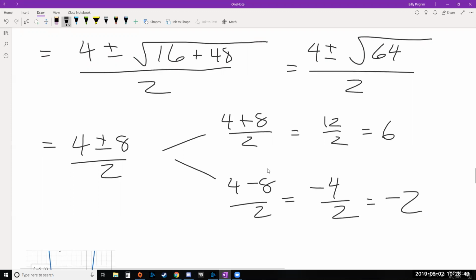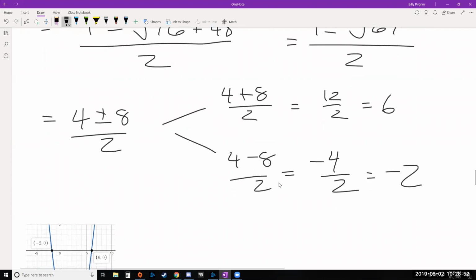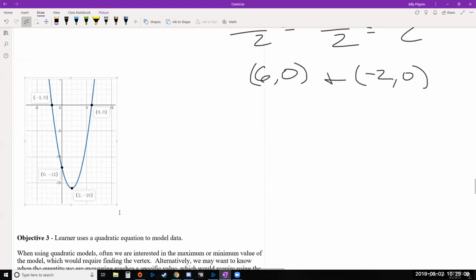So what 2 points did we find? I'll fit them in here real quick before we look at our graph. We plugged in 0 for y, remember? So we got 6 for x, 0 for y, 6, 0. And we got negative 2 for x, 0 for y, negative 2, 0. So there we go. That is our two x-intercepts.